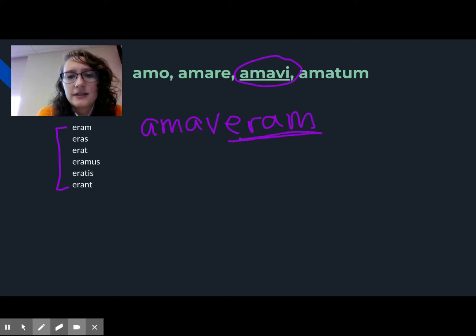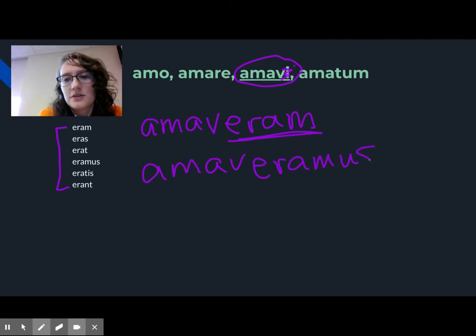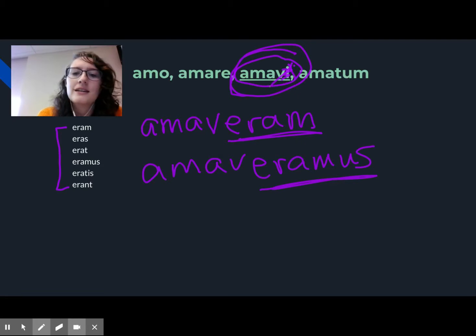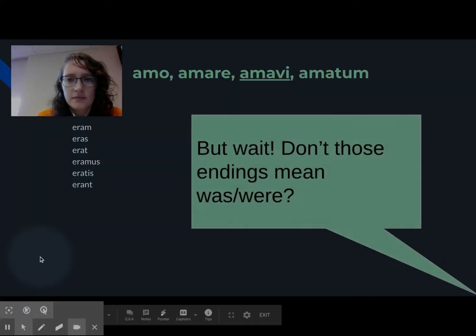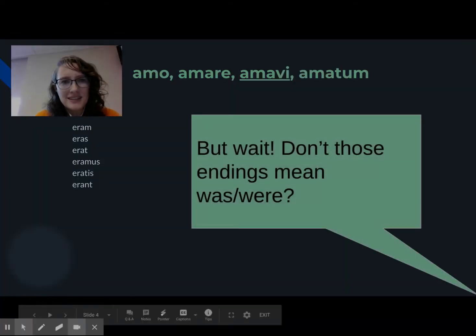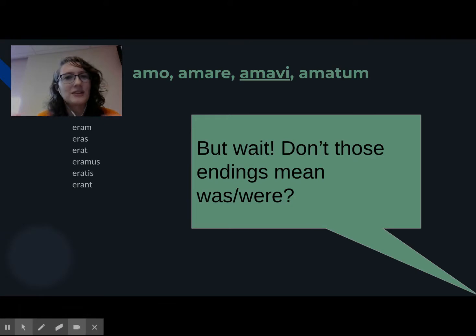I had loved. What if I want to say we had loved? A, M, A, V, because I just took off the I here, and then add E, R, A, M, U, S. We had loved. So you're just using your third principal part, taking off the perfect ending, and adding the endings eram, eras, erat, eramus, eratis, erant. But wait, we've seen these endings before. We've always been told that they meant was or were. So what exactly is happening? That's a great question. So let's talk about that.